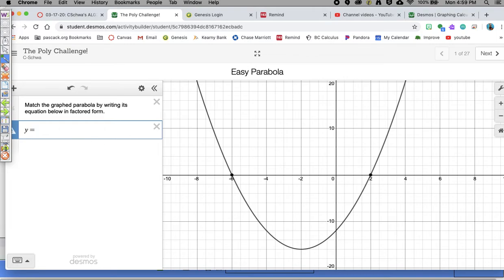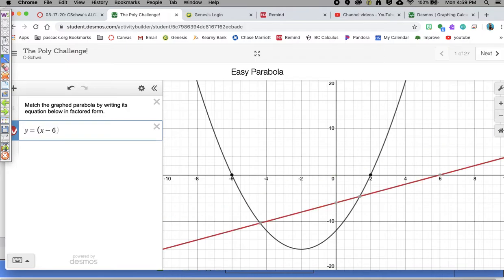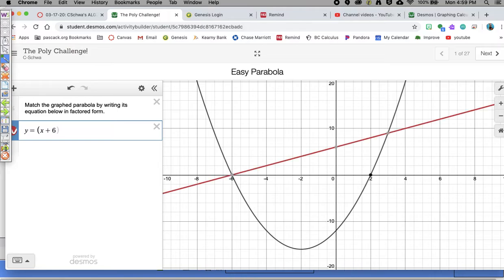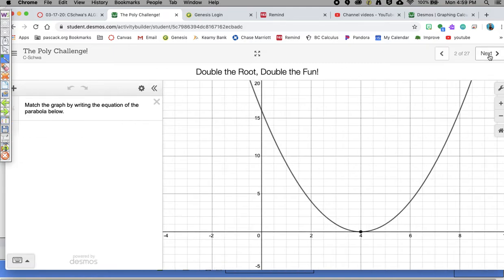So I'm going to type in y equals x plus 6, right? You guys should be like, oh, it's plus 6, and then times x minus 2. And sure enough, I've got myself my parabola. If they gave me other points on a graph, I'd have to use them to find a, which I know is going to be coming.